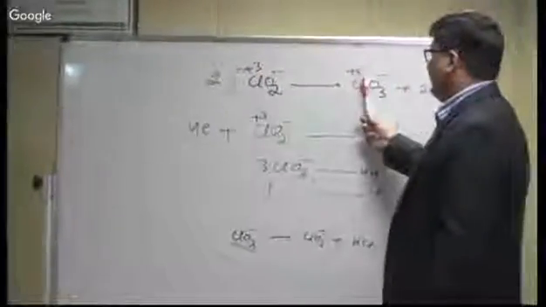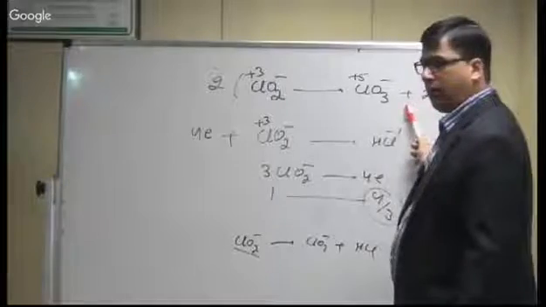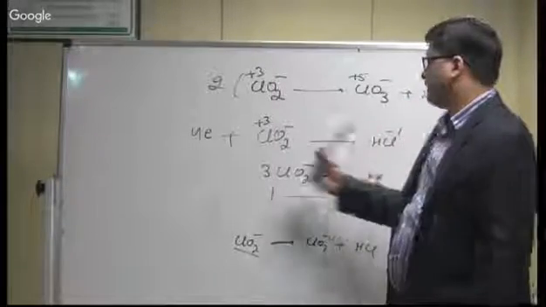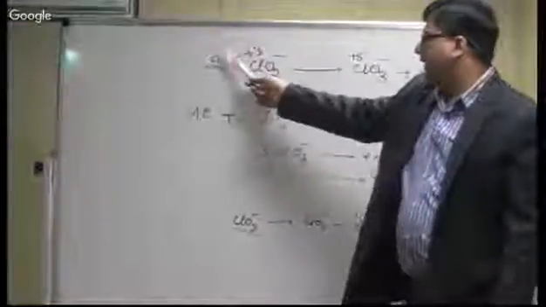See, plus 3 to plus 5. Plus 5 means it accepts 2 electrons. Plus 3 to minus 1, it accepts 4 electrons. So I am multiplying the above reaction by a factor of 2.